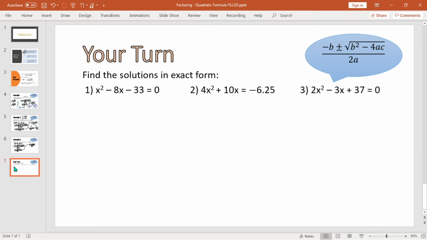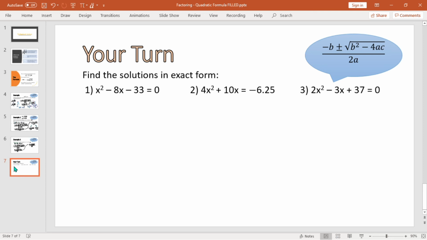Okay, so find the solutions in exact form. So I'm going to have radicals if I need to. So I'll give you, well, I'm not going to give you a minute because we're not actually in class. So take a minute, pause the video, try these on your own. Assuming that you've done that, I'm going to go ahead and solve them.